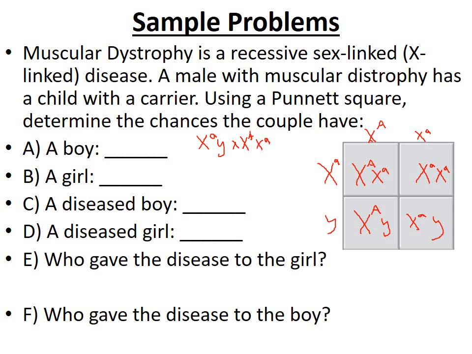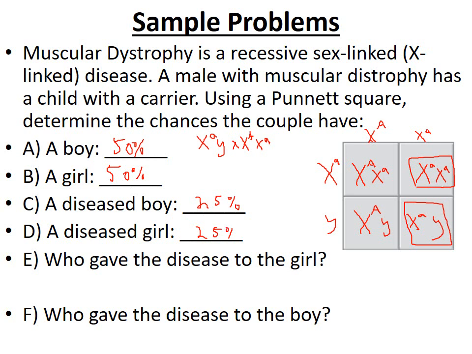So what are the chances that the couple have a boy? Well, we can see that there's 2 out of 4 that are boys, so 50% chance of having a boy. And same thing for the girl, 2 out of 4 there that are girls, so 50% chance. A diseased boy. So let's find the diseased boy. So this over here is a diseased boy. So you have 25% chance of having a diseased boy because it's 1 out of 4 chances. A diseased girl. So let's find the diseased girl right here. And you have, again, only 1 there out of 4, so 25% chance of having a diseased girl.